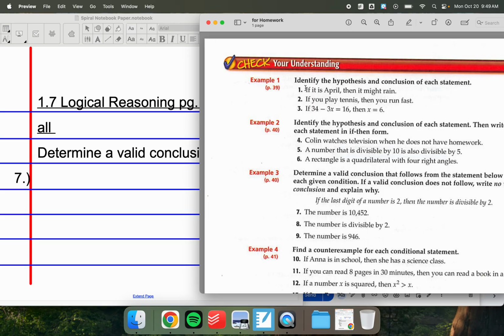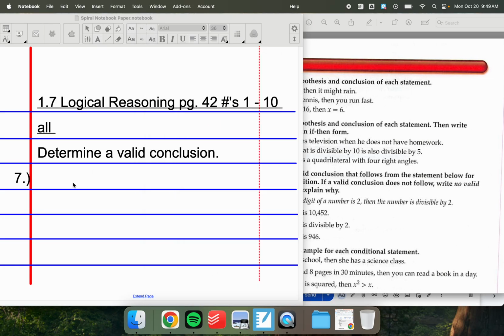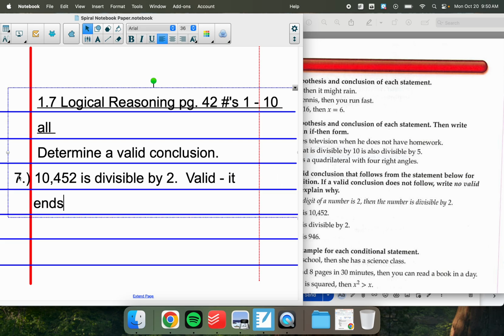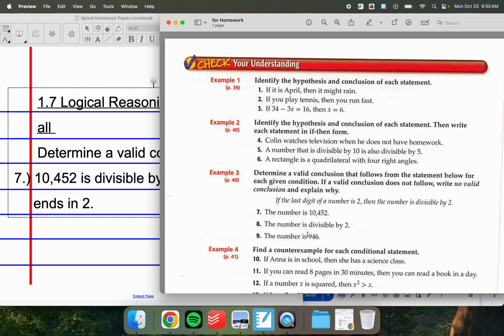So when we go back here, for problem 7, I would say 10,452 is divisible by 2. We don't need an explanation because they're only asking for the valid conclusion, but we could add one because we would say valid, it ends in 2. Finish 8 and 9.